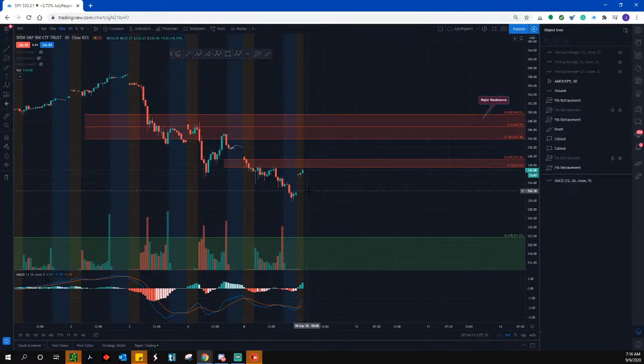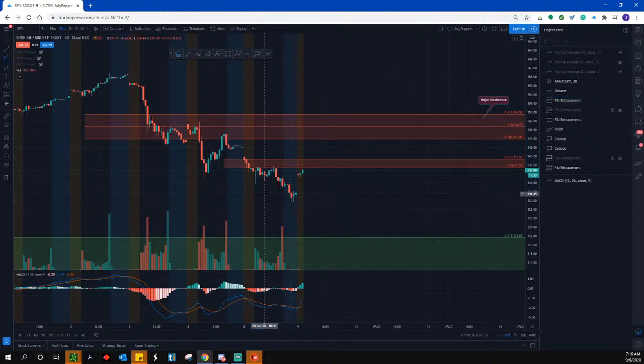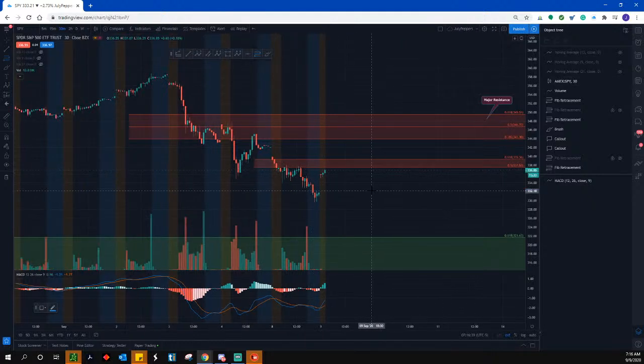All right, let's see. So I'm going to, let's do this. I'm gonna go here. No. Wait, yeah, we're gonna go. No, I'm not doing that yet. Okay. Here's what I'm gonna do. I'm gonna use the exact same tool, the fib retracement tool. Okay.